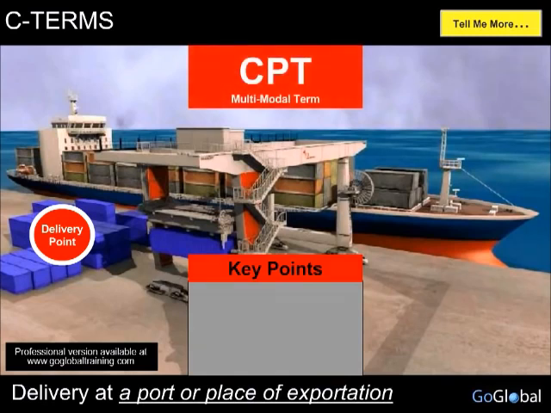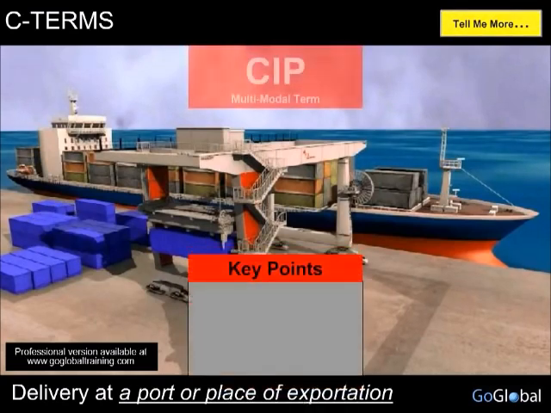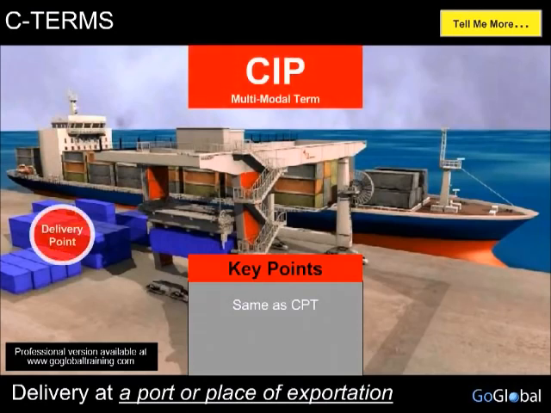The multimodal C terms are CPT and CIP. With both terms, delivery is at a place in the country of export, but the seller is also responsible for organising and paying for delivery to a destination place at the buyer's risk. The difference between CPT and CIP is that with CIP, the seller arranges not only to deliver to a destination place, but also arranges cargo insurance, usually on behalf of the buyer.